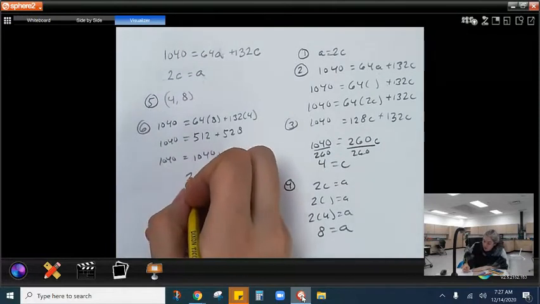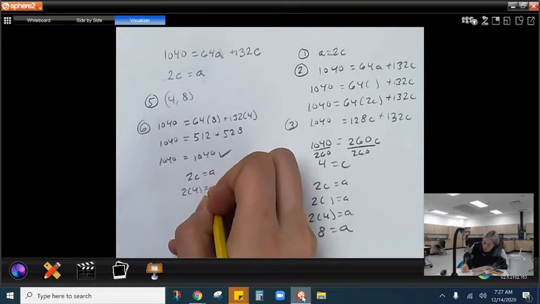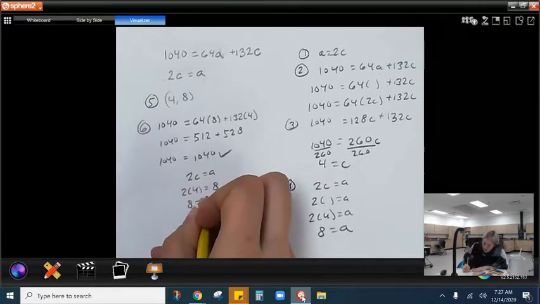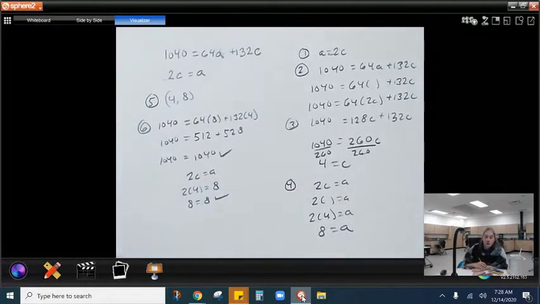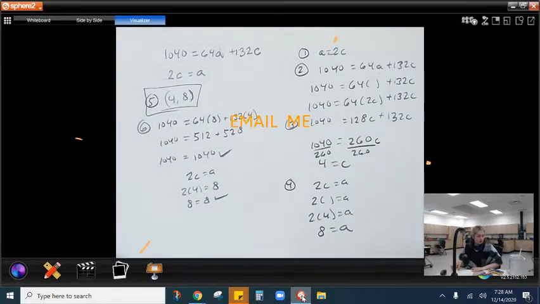So that worked. And then I need 2c equals a. So that would be 2 times 4 equals 8. Does 8 equal 8? Yes, it does. So I have proven that this is, in fact, the solution for both of those. All right, I have proven it.